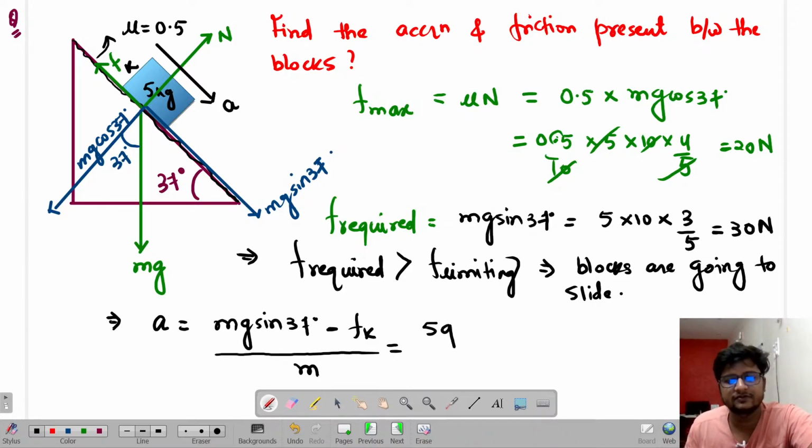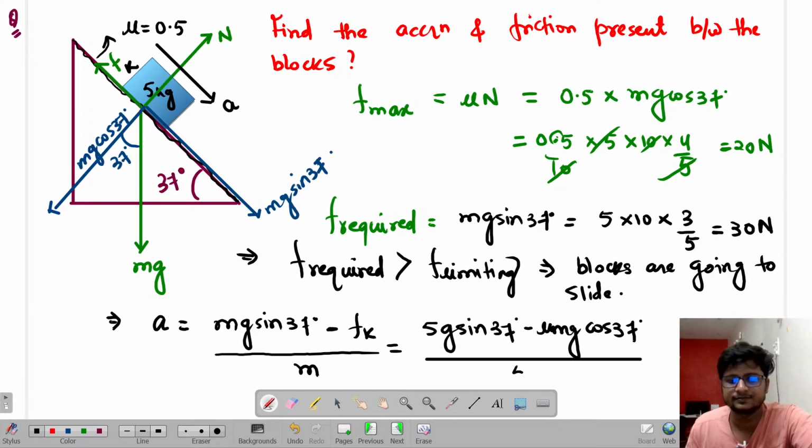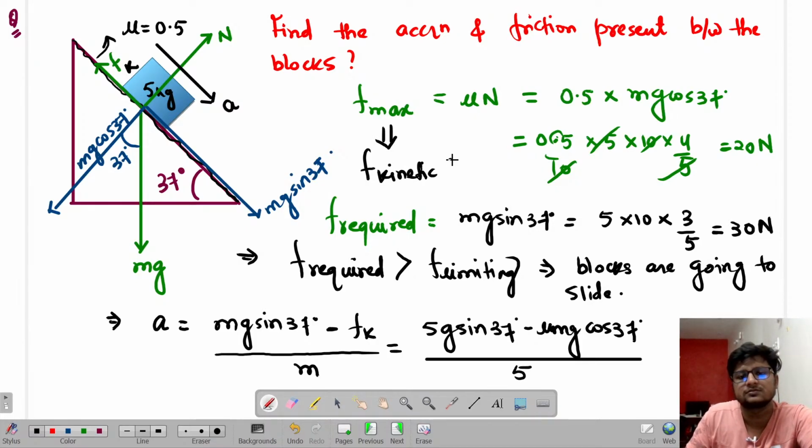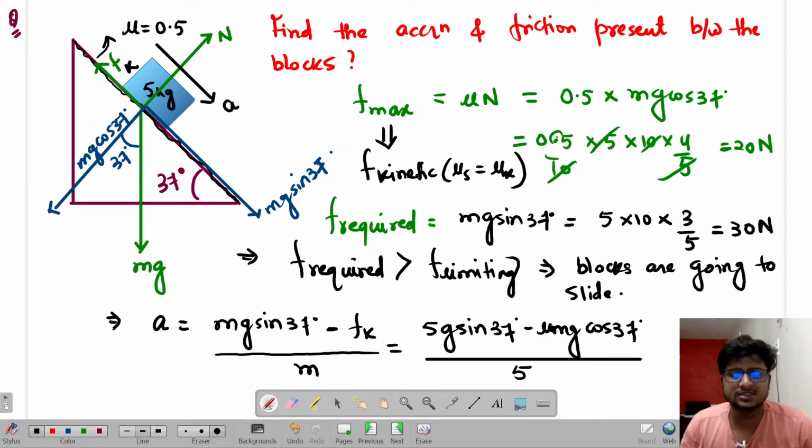So this is 5g sin 37 minus mu mg cos 37, divided by the mass, 5 kg. That's your acceleration. And since I have given the same mu, the kinetic friction is exactly equal to f max. Are you able to get me or not? So this is the idea. Every time, your work is to do only one thing: find the f limiting. Is that clear or not?